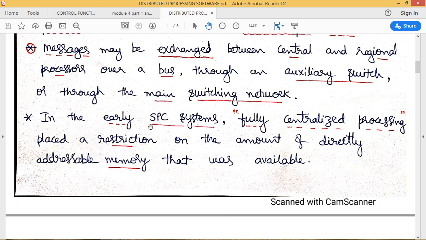So in the early SPC systems, fully centralized processing places a restriction on the amount of directly addressable memory. We know when we were using centralized processing, we used to have a single memory component. We need to access that memory again and again for performing different operations. This was somewhat difficult, accessing that particular single memory again and again, when dealing with fully centralized processing, which was available before, that is in the early SPC system.